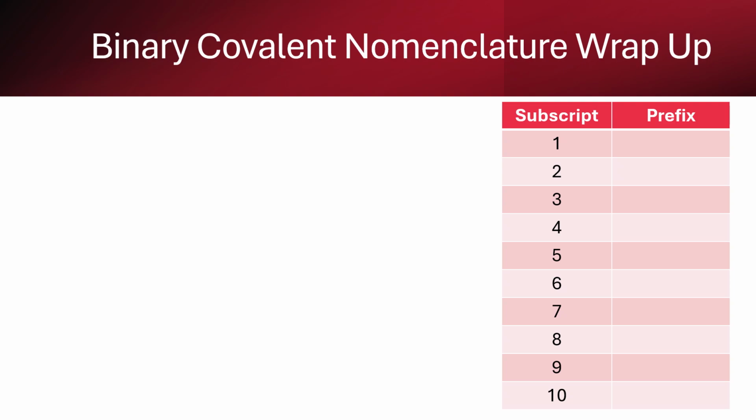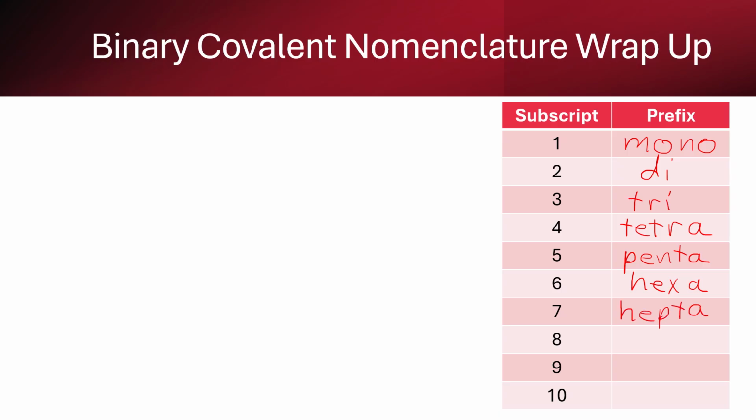One of the things is that the names are going to contain numerical prefixes, and I'm going to write those in right over here. For 1, we're going to use the prefix mono. For 2, we're going to use the prefix di. 3 is tri. 4 is kind of a weird one. 4 is tetra. It's not quadra, it's tetra. 5 is penta. 6 is hexa. 7 is hepta. This one sometimes catches students. It starts with an H, not an S. 8 is octa. 9 is nona. That's kind of an unusual one as well. And then 10 is going to be deca.